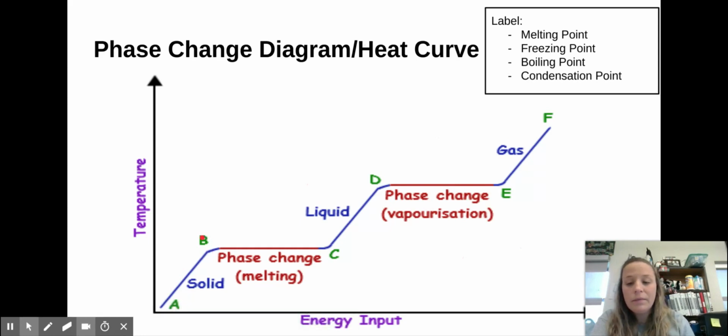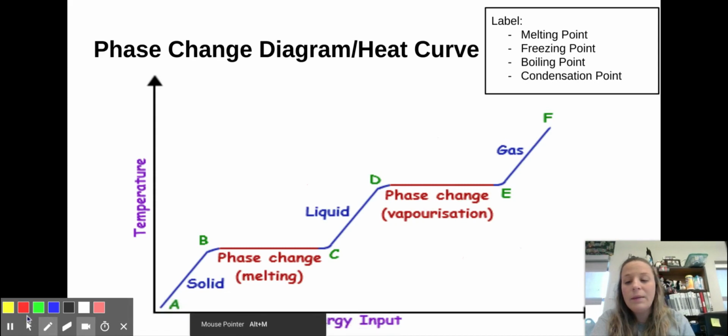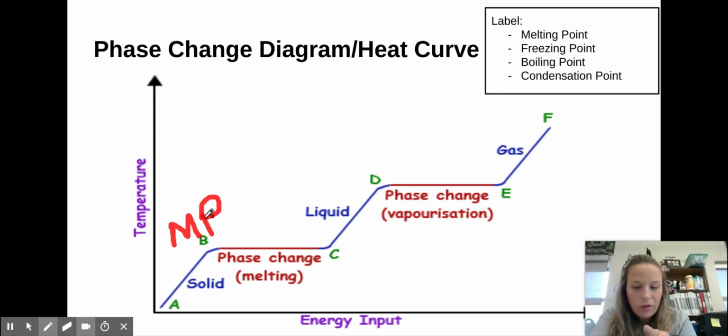Now, when I get to letter B, something happens. I start melting, which means I should probably label letter B my melting point. Okay, I'm just going to write the initials because I'm not great at this pen yet. You write the whole thing. Okay, so my melting point is where that solid starts turning into a liquid.